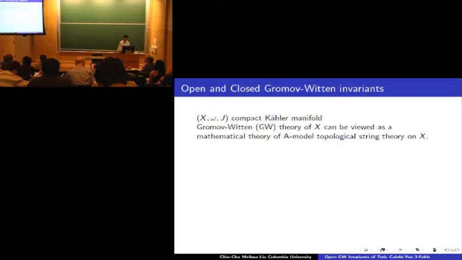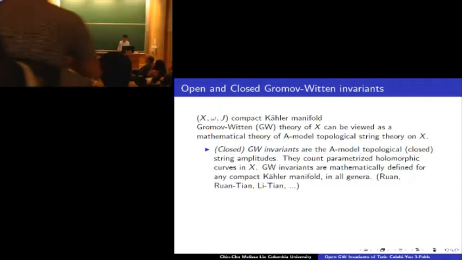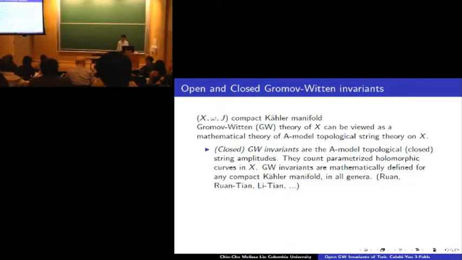Gromov-Witten theory of X can be viewed as a mathematical theory of A-model topological string theory on X, and you have heard about this a lot so far. Gromov-Witten invariants are A-model topological closed string amplitudes. They count parameterized holomorphic curves in X. These Gromov-Witten invariants are mathematically defined for any compact Kähler manifold in all genera.